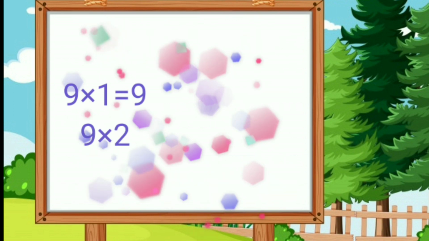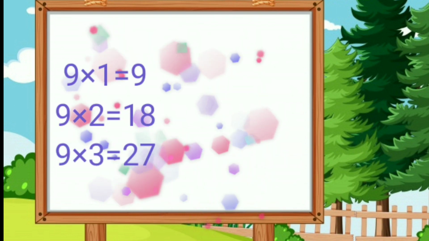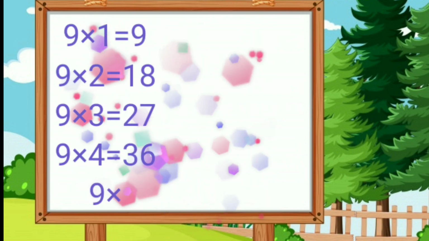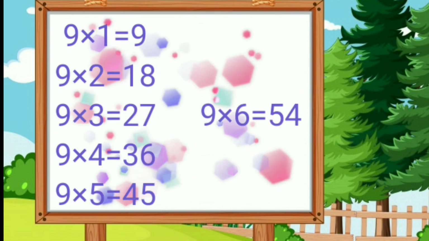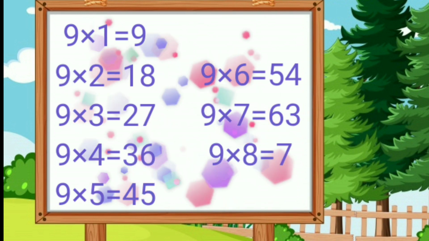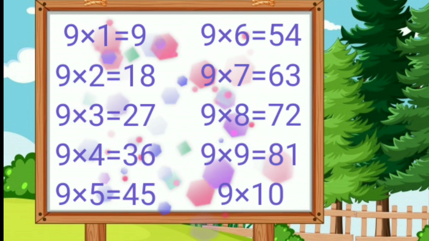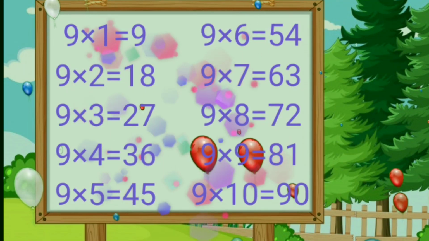9 ones are 9. 9 twos are 18. 9 threes are 27. 9 fours are 36. 9 fives are 45. 9 sixes are 54. 9 sevens are 63. 9 eights are 72. 9 nines are 81. 9 tens are 90.